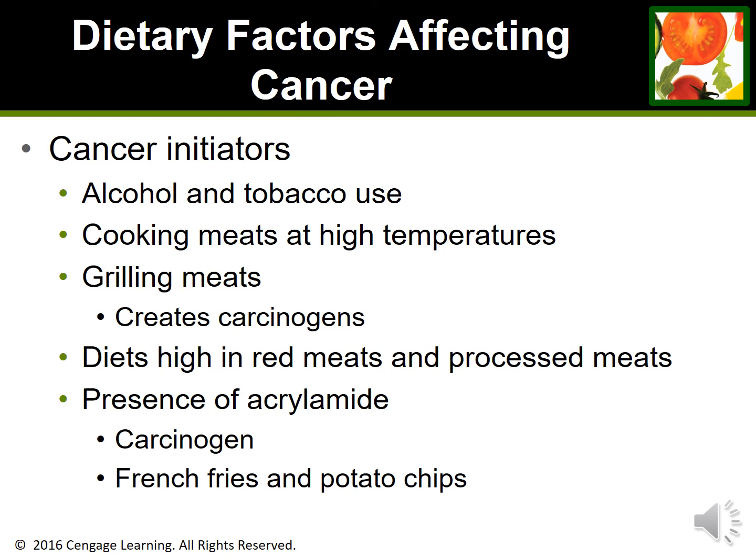For example, when we cook meat at really high temperatures, it can actually form something called a carcinogen. Carcinogens are things that can lead to cancer production, especially red meats in particular.